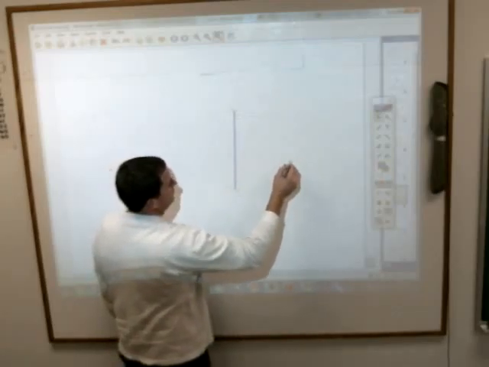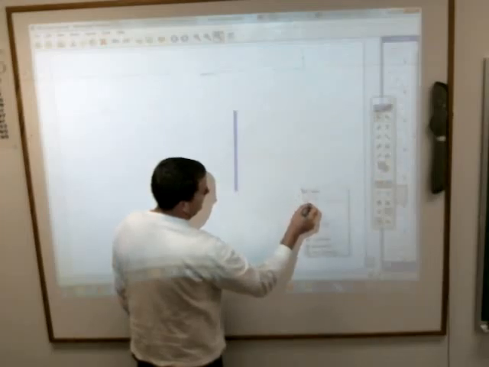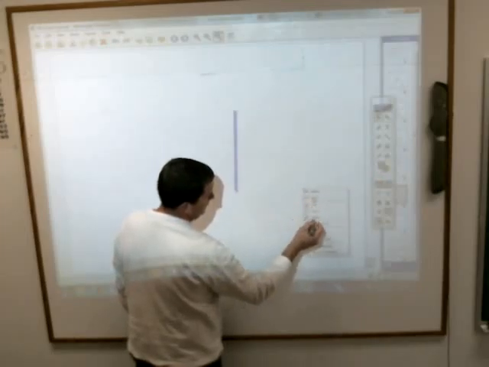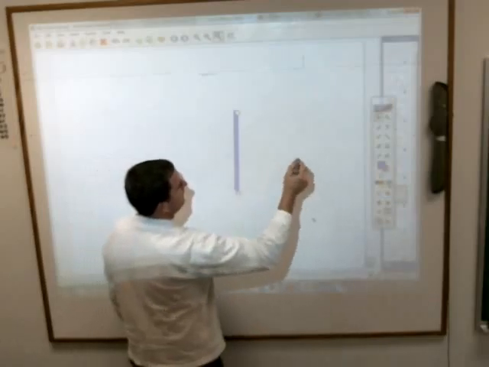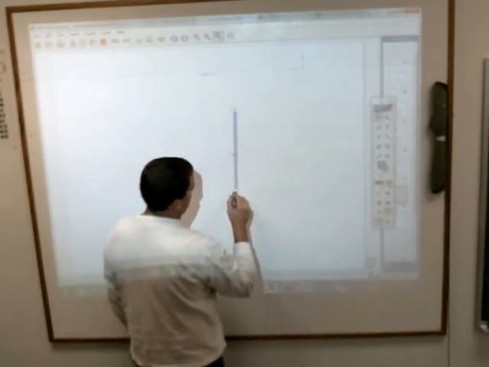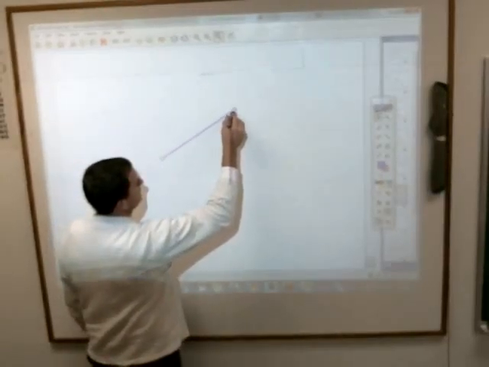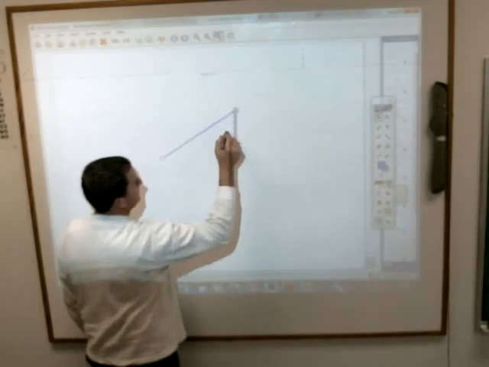I am going to put two other lines here. I'm going to make myself an equilateral triangle. So here I am. I'm going to take this, swing it out over here. I'm going to take this one and side.